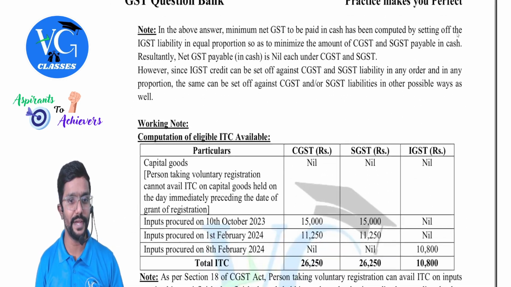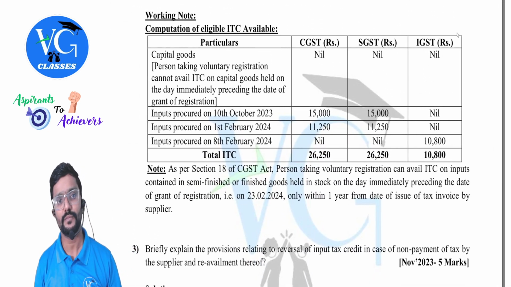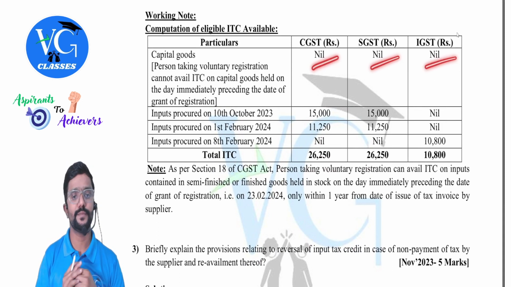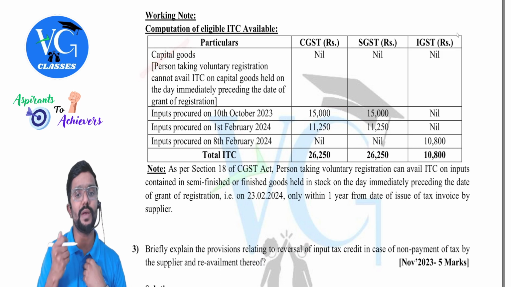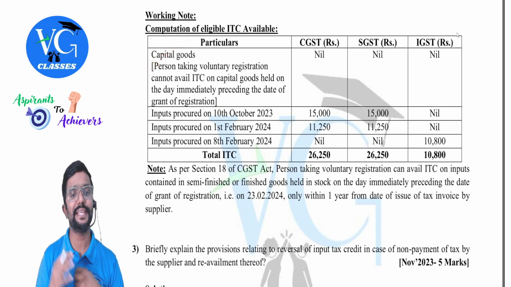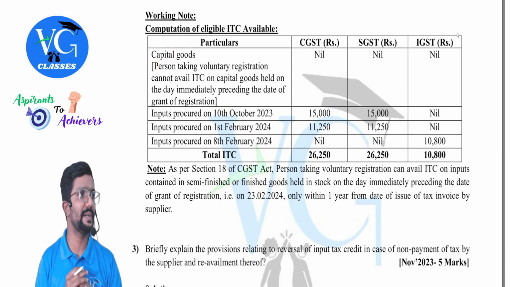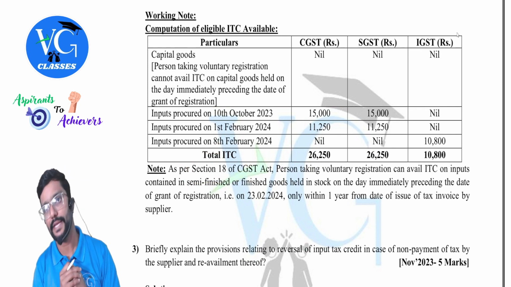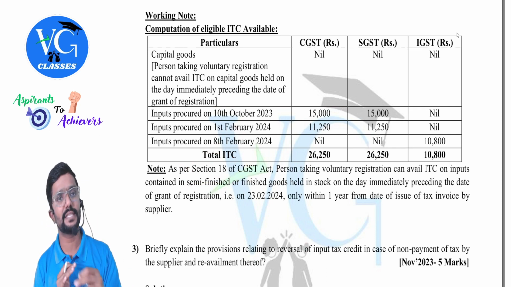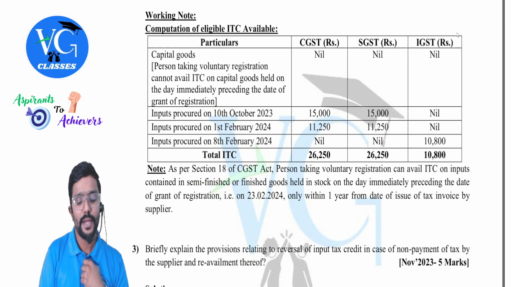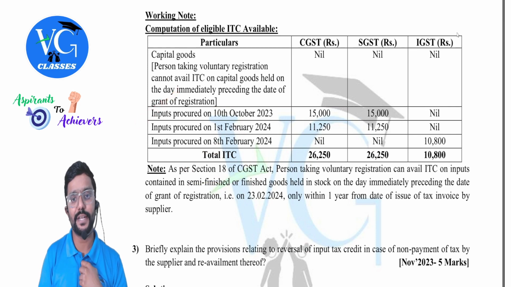Okay. First, let us go to ITC calculation. Working note. Capital goods, sorry, no credit. Why, sir? A person taking voluntary registration cannot avail ITC on capital goods held on the day immediately preceding the date of grant of registration. This is as per which section, guys? Section 18. If you want to write the exact section, 18(1)(b).